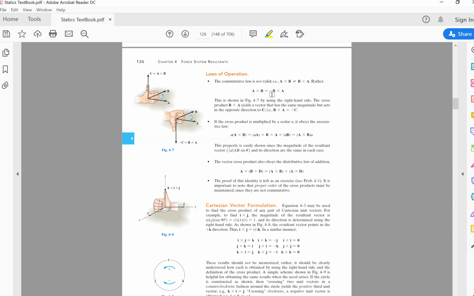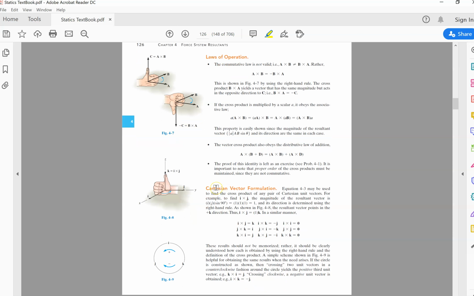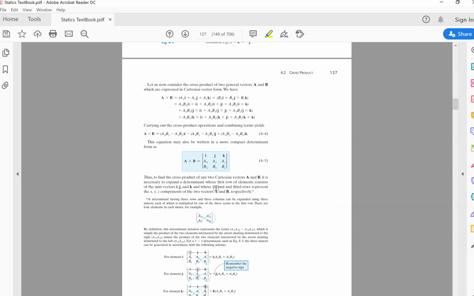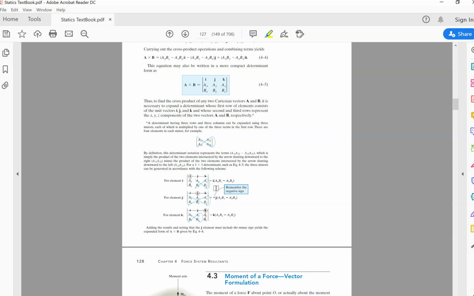It's not multiplication. A cross (B plus D) will be equivalent to A cross B plus A cross D. It's one by one, it's not combined. So these are the things that maths has covered. The box here is very important, you have to pay attention there.